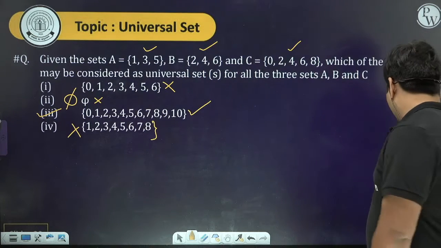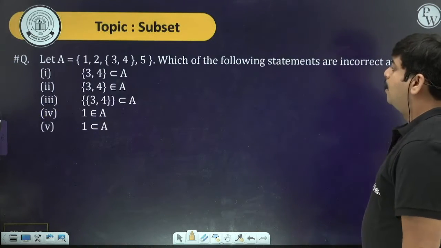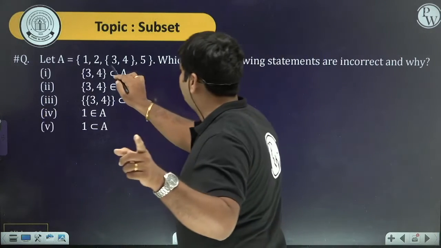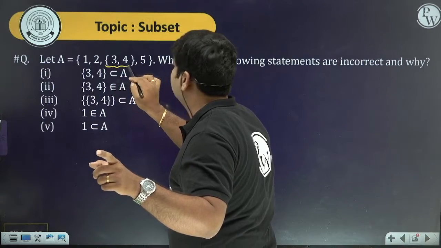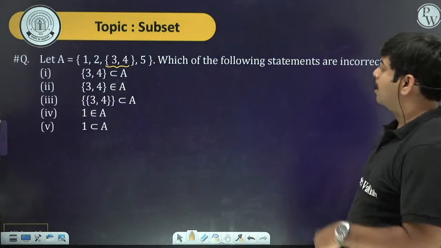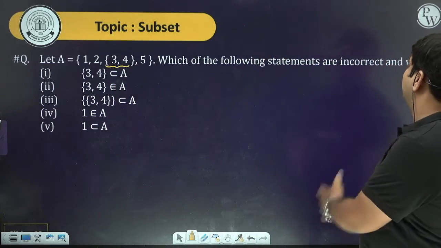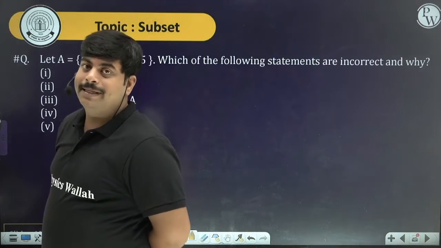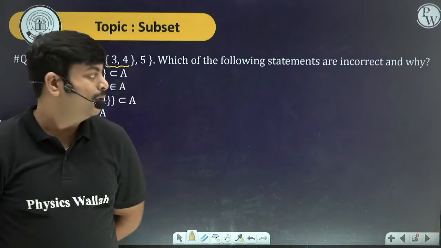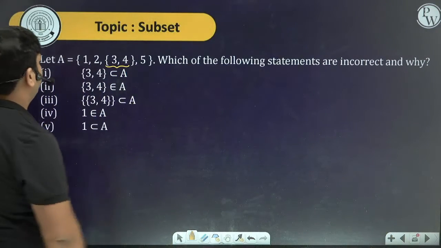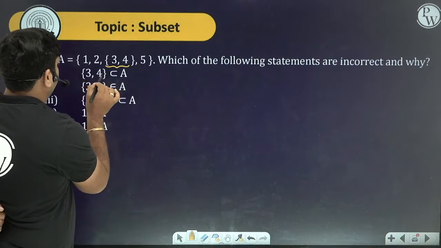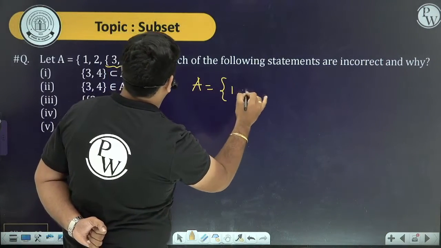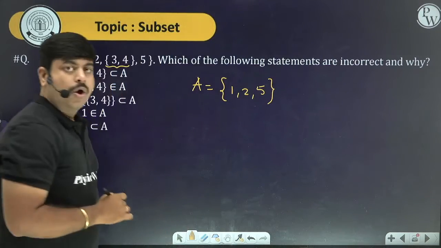So moving forward to the next question. A = {1, 2, {3, 4}, 5}. This complete thing, {3, 4}, is one particular element. Which of the following statements are incorrect and why? So see people, students be careful and observe. Forget about {3, 4} for now. 1, 2, 5 are there.